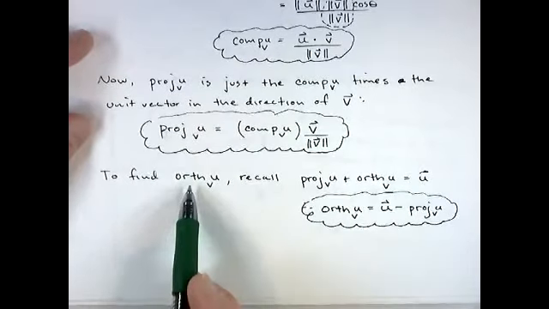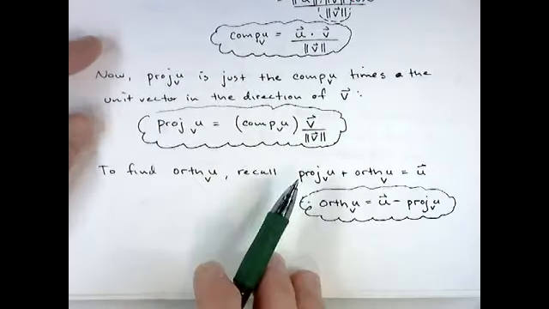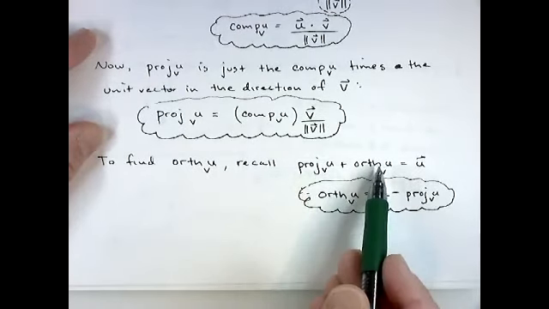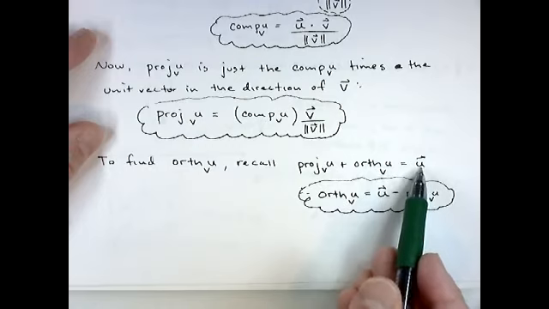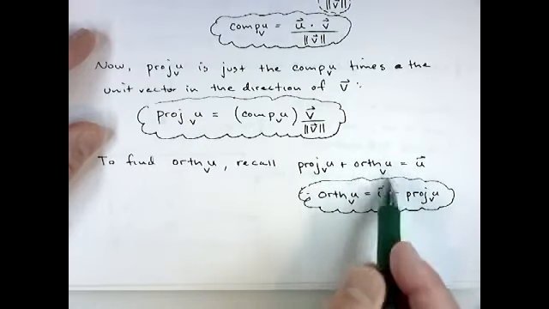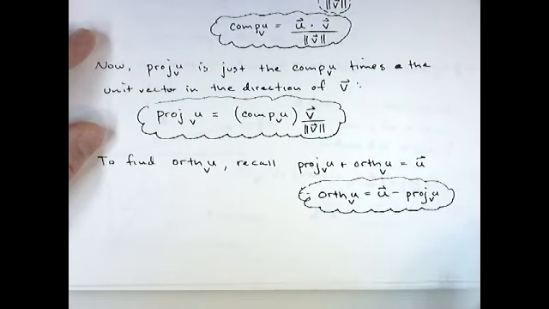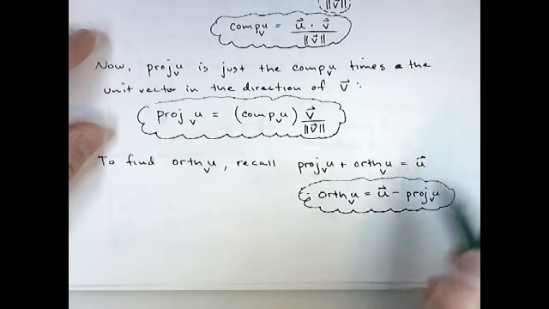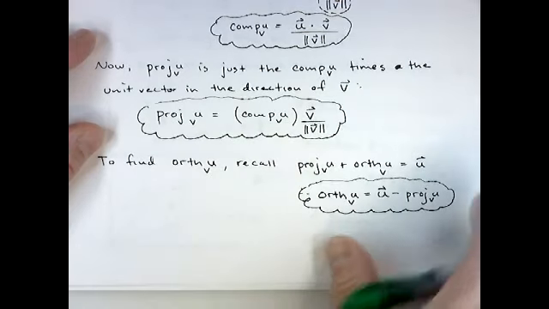Now, once we find the projection of u onto v, remember from our picture above, the projection of u onto v plus the orthogonal of u onto v equals u. So if I wanted to solve for the orthogonal of u onto v, it would just be u minus the projection of u onto v. So there are 3 formulas.